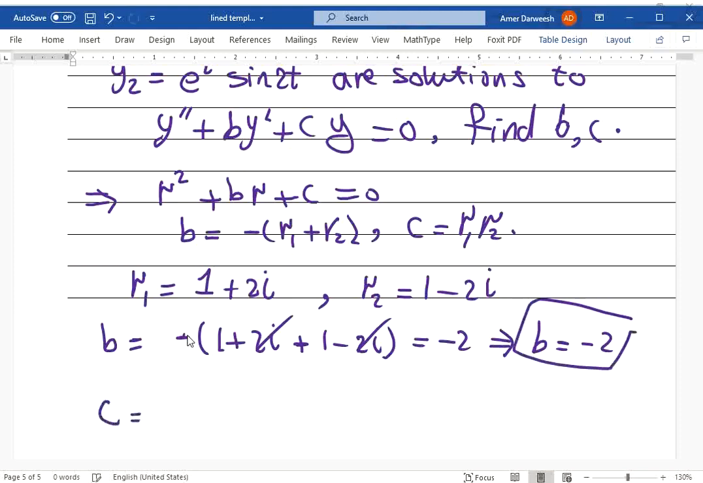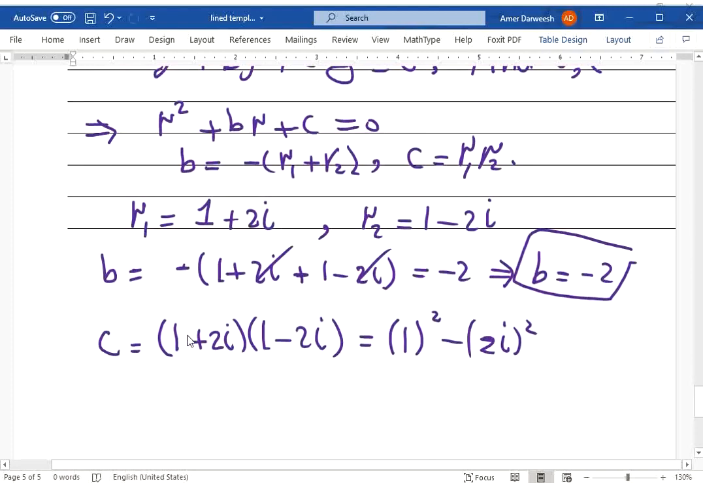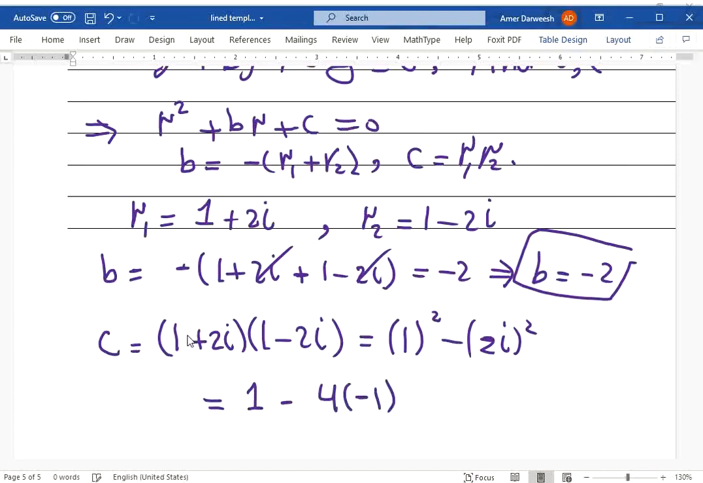Now c is the product of these two roots, so 1 plus 2i times 1 minus 2i, a plus b times a minus b is the difference of squares. So use the formula, you get 1 squared minus 2i squared. Or you can multiply them. So now the answer is 1 minus 4 times minus 1. The minus is here, 2 squared is 4, and i squared is minus 1, so the answer is 1 plus 4, which is 5. So c is 5.